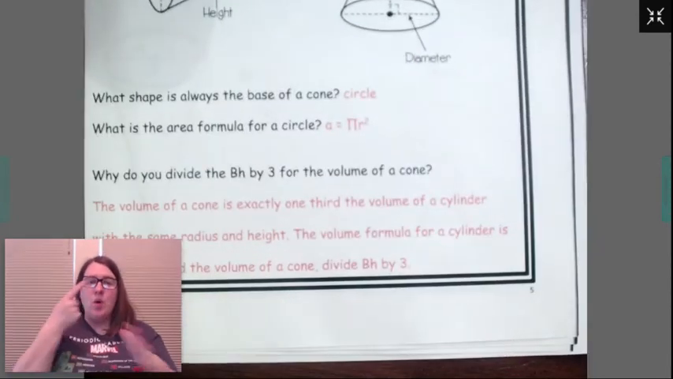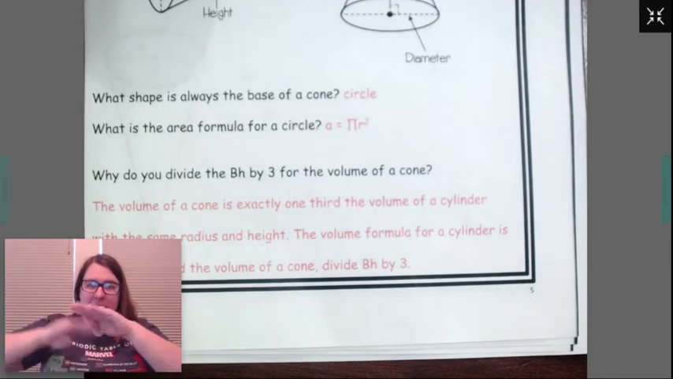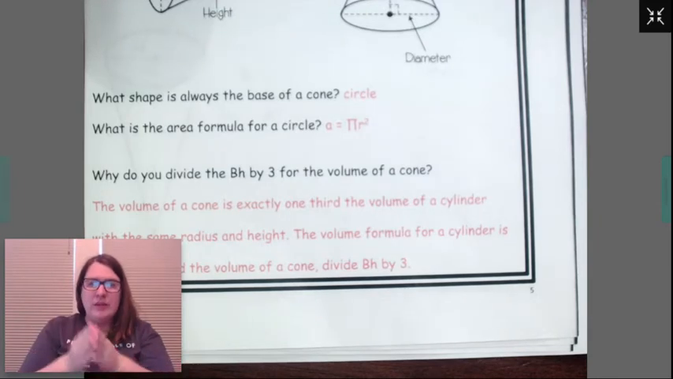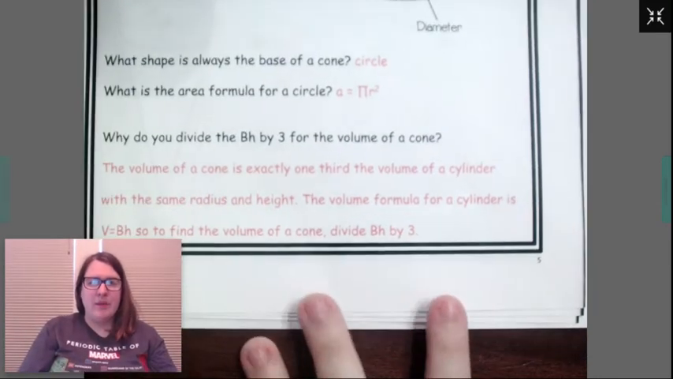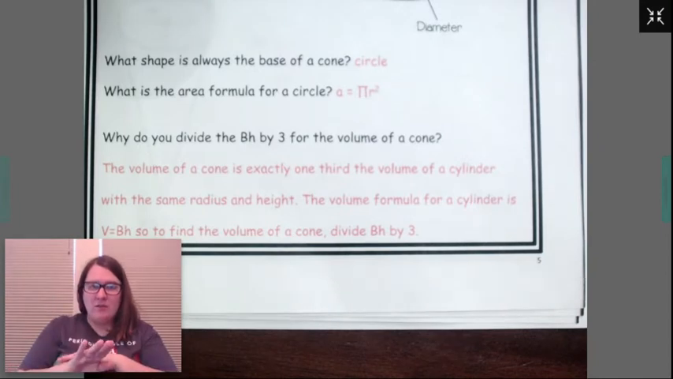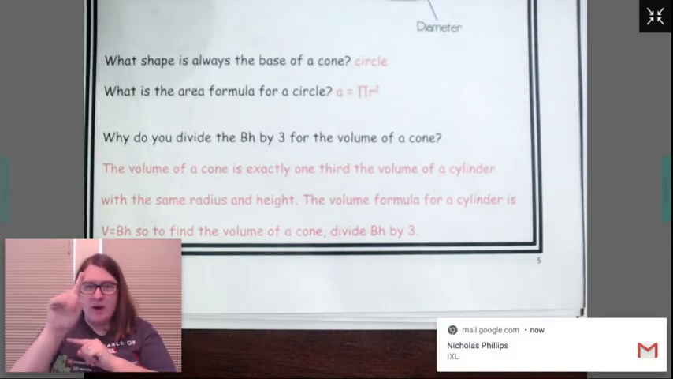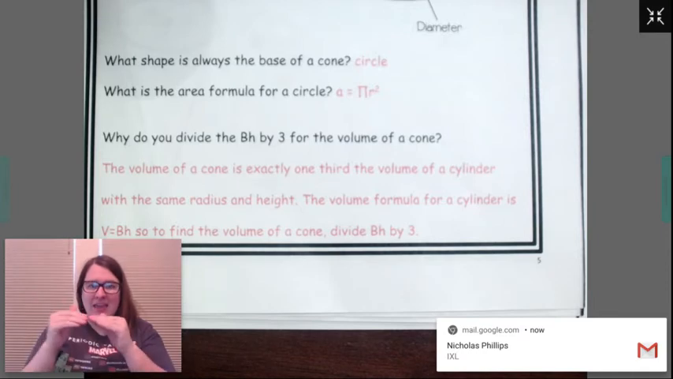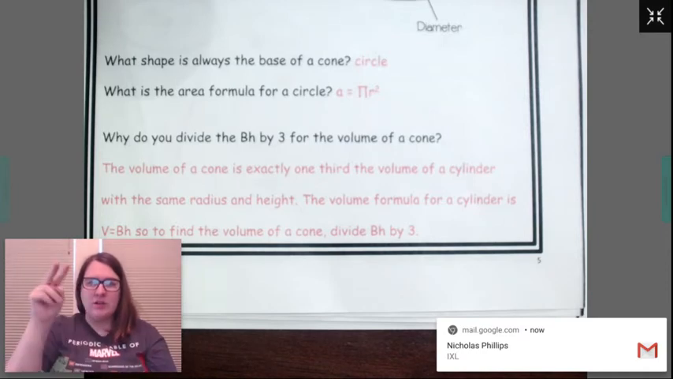So, what shape is always at the base of a cone? A circle. What is the area formula for a circle? A equals pi r squared.